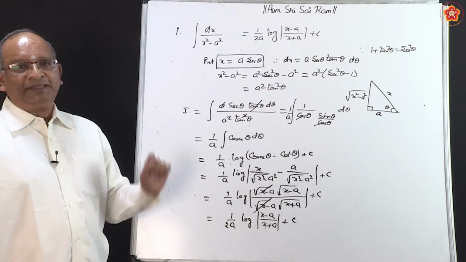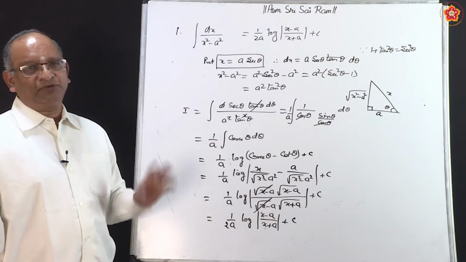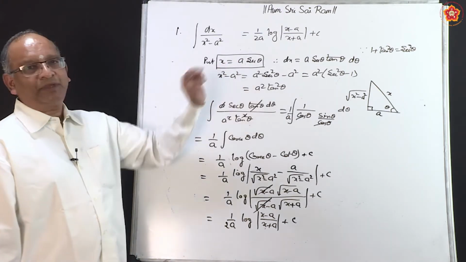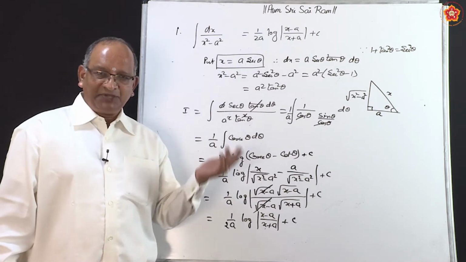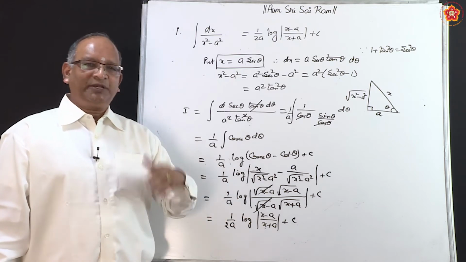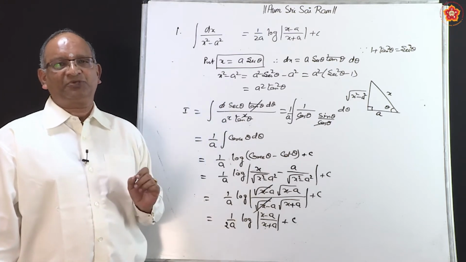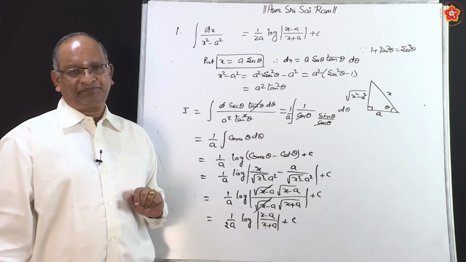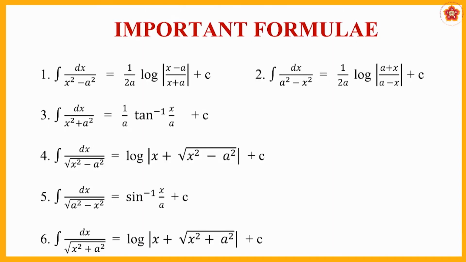This is how these formulae are derived by appropriate substitution. So, to derive this formula, we substituted x equal to a sec theta. Somewhere you have to substitute a sin theta. Another place you have to substitute a tan theta. So, it will be changing, and according to the situation we have to make the substitution so that we are able to simplify and derive the formula. We will take one formula where there is square root.